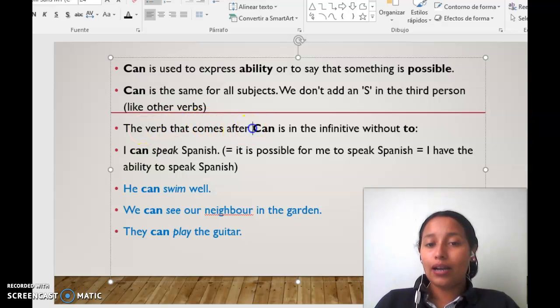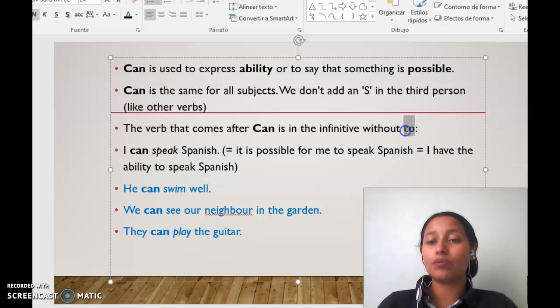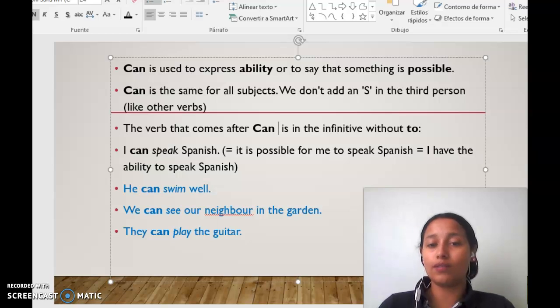En español, el verbo modal can siempre va seguido de un verbo en su base forma, pero a ese verbo en su base forma no le vamos a agregar esta preposición, sino simplemente ponemos el verbo en su base forma. For example, can dance, can play, can sleep, siempre el verbo en su base forma.